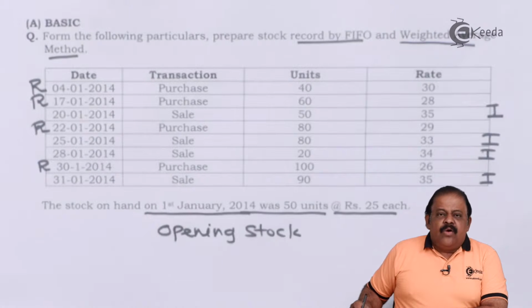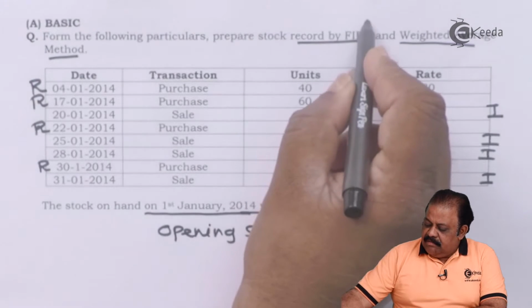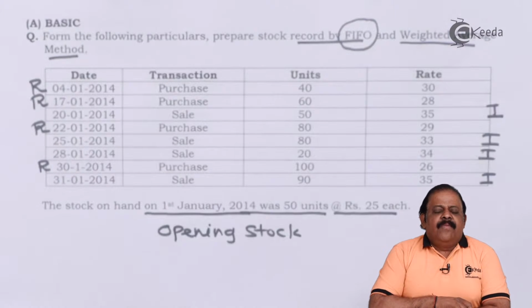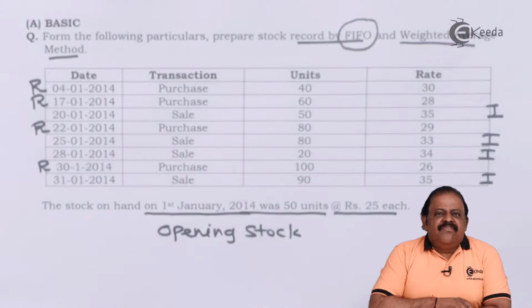Let us prepare now stock ledger under FIFO method. What is FIFO method? That is first in, first out. That is the full form of FIFO. That means stock which is received first will be issued first.